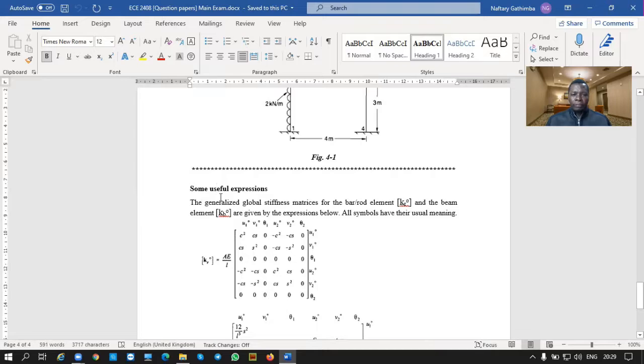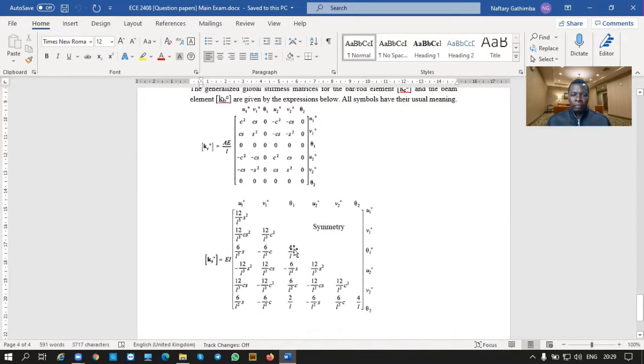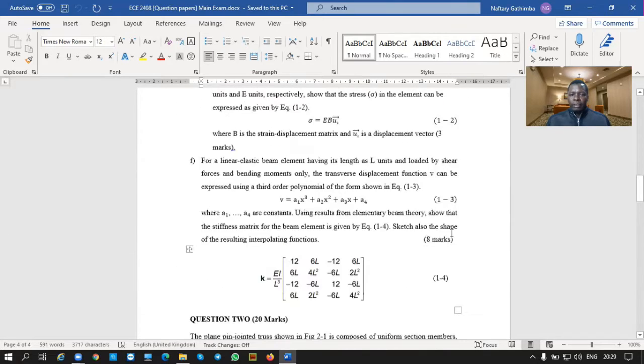Then here we have some useful expressions, like the general expression for a frame oriented in any direction, for a bar and for a beam. But these are just expressions. You can use the ones that you remember. In case you need the reference, you can use this one.